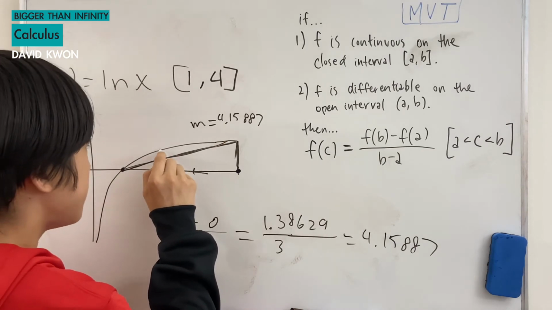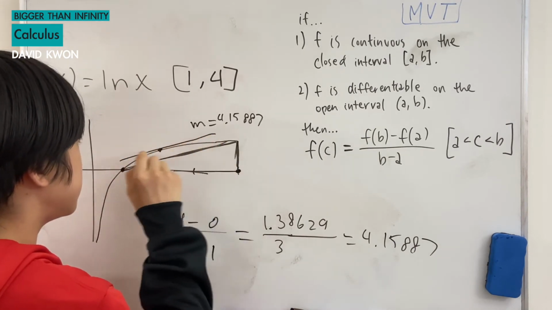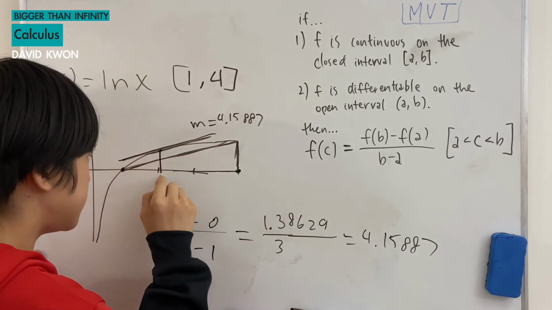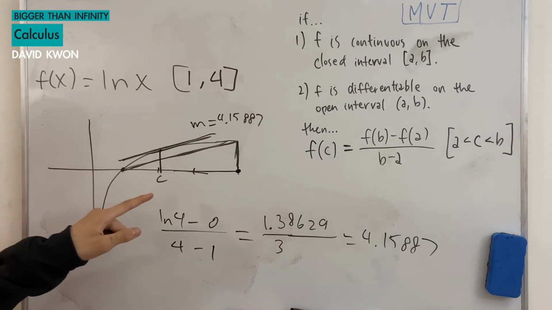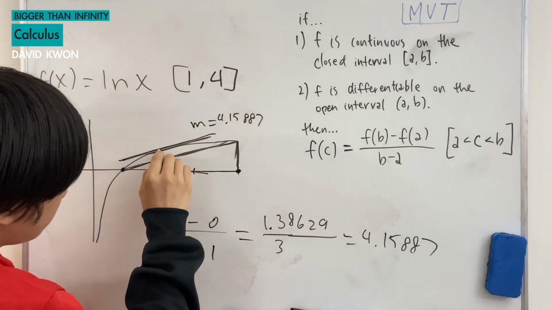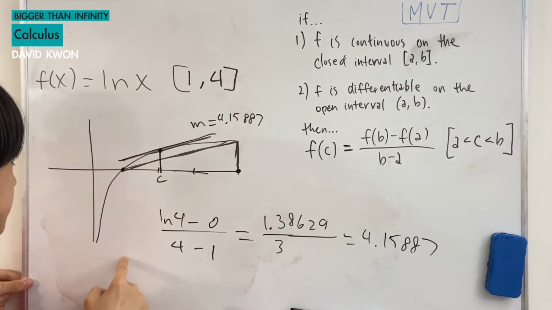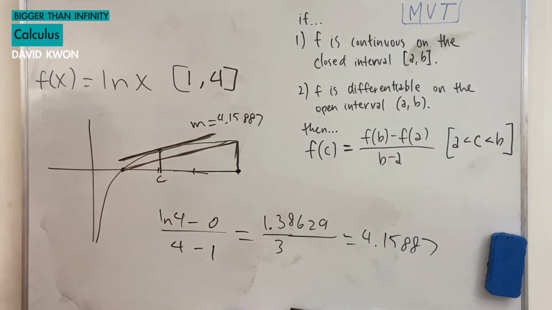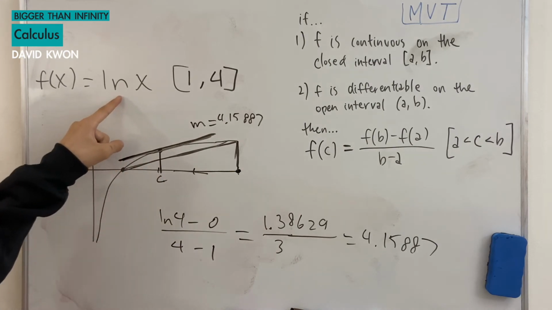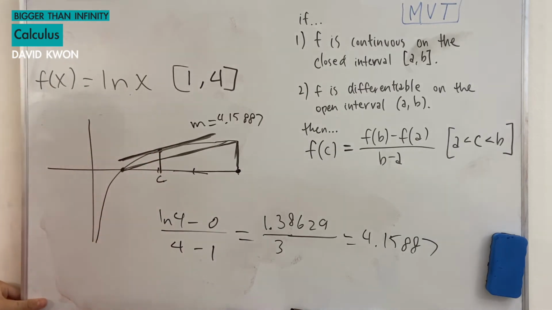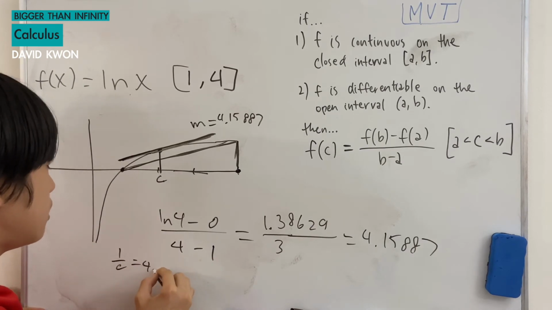It looks like at about this point it has the same slope as this one. Now let's find the point c. To do that, we need to put c into f prime, so at f prime of c we need to find its slope. Which means I have to differentiate this and set it equal to that. Differentiating ln x, we get 1 over x, but now that is 1 over c.